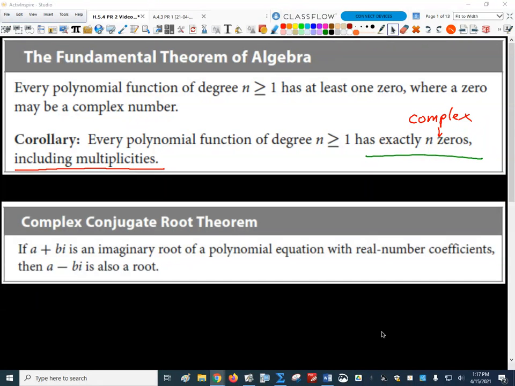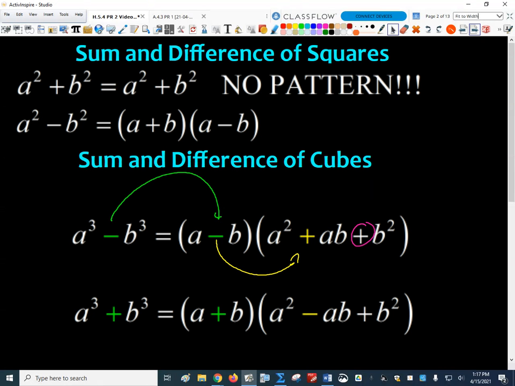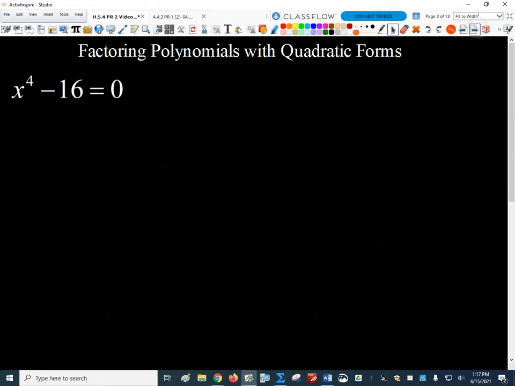Today we're going to go one step further with that. We're going to look at some other types of polynomial equations bigger than quadratics that we can solve using some other techniques. Okay, so here are the sum and difference patterns we talked about last time. We're going to take a look at factoring polynomials with quadratic forms first.